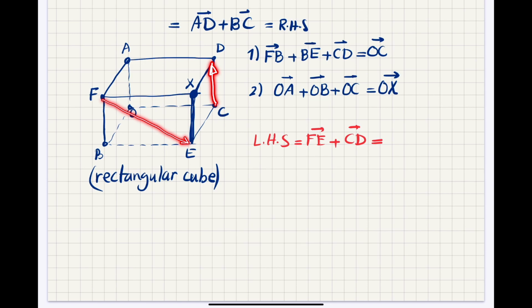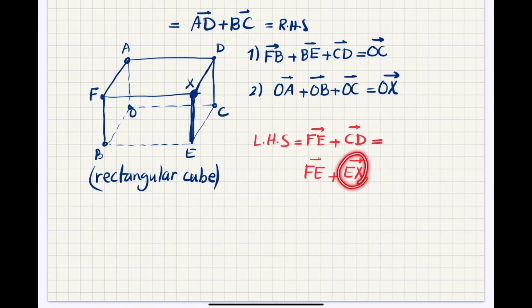What I'm supposed to do, if I want to add these two vectors, I have to parallel transport this vector and draw it from the end of this vector. Because of the properties of the rectangular cube, it becomes exactly EX. Do you agree? So if instead of CD, I put EX, that is completely correct. So what I do, I would write FE plus EX. Why is that?